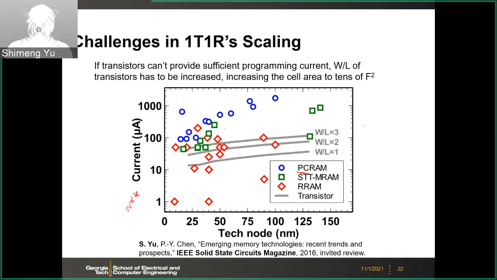And then the STT-MRAM is the green ones. You still may need hundreds of microamps. And RRAM has a wide range. Many of them actually are still here. It's tens of microamps or hundreds of microamps. And here the three gray lines are the drive currents for different transistors with different W over L. So even W over L equals 3, you can only provide up to hundreds of microamps.